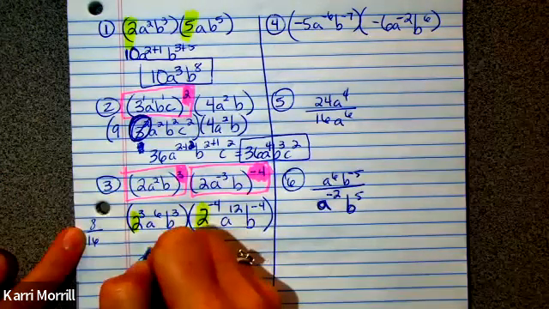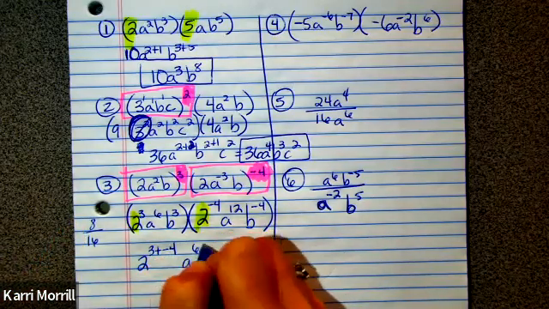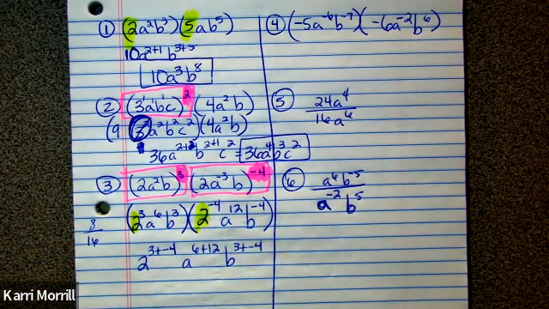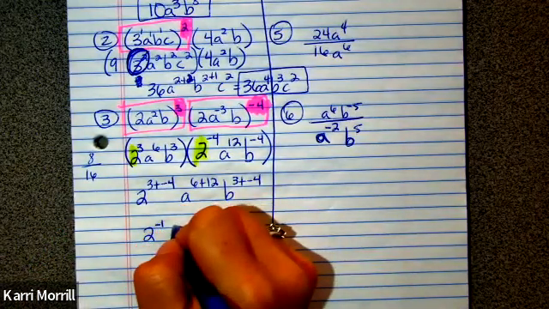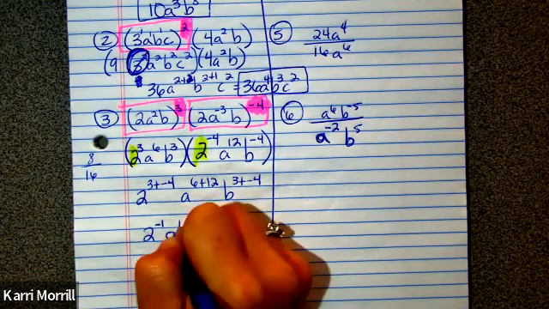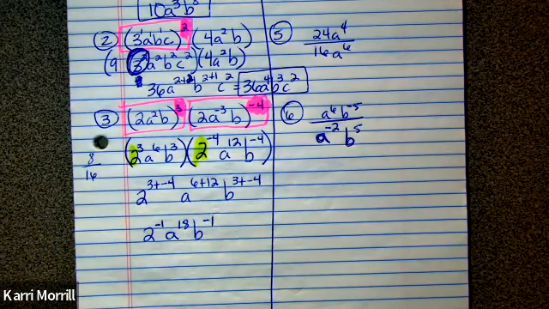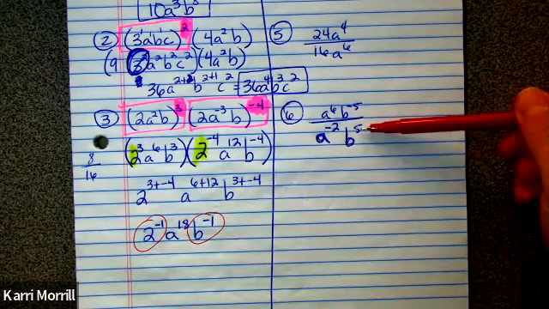So 2, we're taking 3 plus a negative 4. A, you're taking 6 plus 12. And B, you're taking 3 plus a negative 4. So that would give you 2 to the negative 1st power, A to the 18th, and B to the negative 1st. Can I answer like that? No, because this is where, I guess this one, we wouldn't have any differences on the process. It might be more over here that we do.